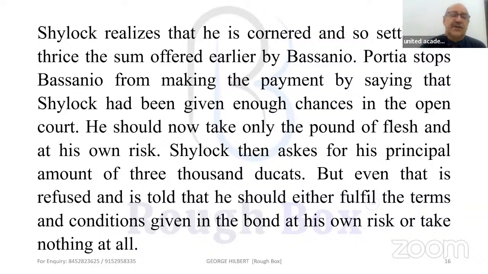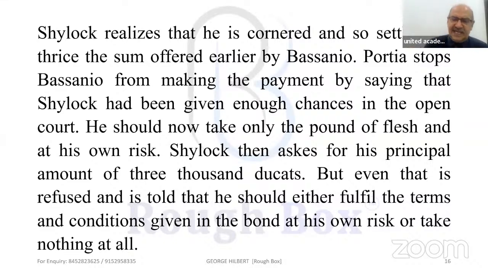Shylock then asks for his principal amount of 3,000 ducats. Excuse the typing error here, please. ASKS. It's ASKS and not ASKES. So he asks for his principal amount of 3,000 ducats. But even that is refused to him.